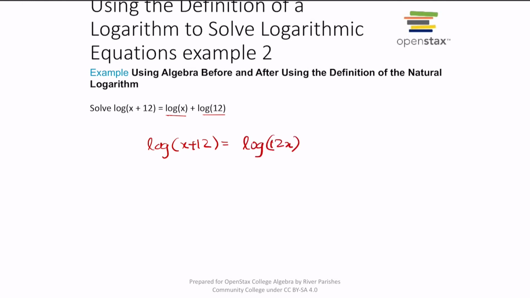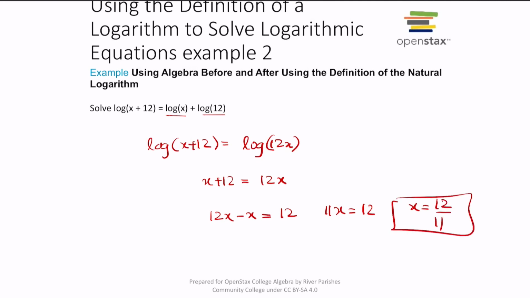The log is the same, so we equate the values inside the logarithm. So x plus 12 equals 12x. So 12x minus x is 11x, which equals 12, so x equals 12 by 11. So this is how we can solve the problem here.